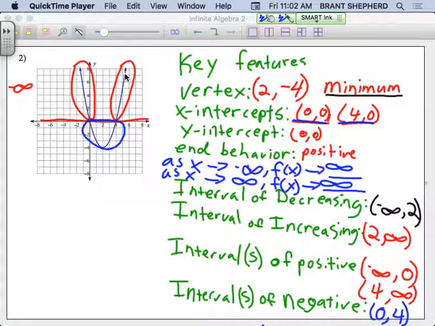You should always have matching numbers for your intervals of positive and negative. Wherever an interval of positive stops or starts, you should have an interval of negative stopping or starting. Same thing for increasing and decreasing. Wherever it stops decreasing, it should start increasing, and vice versa.